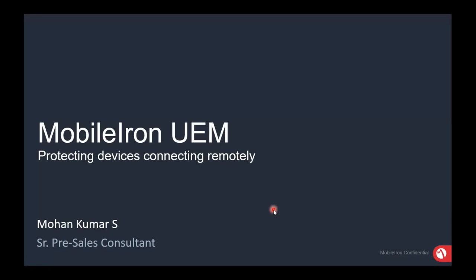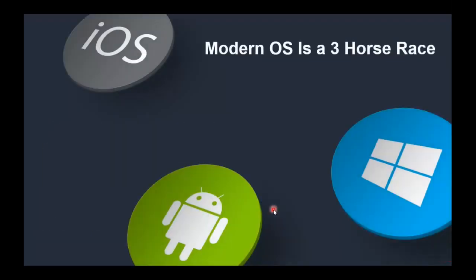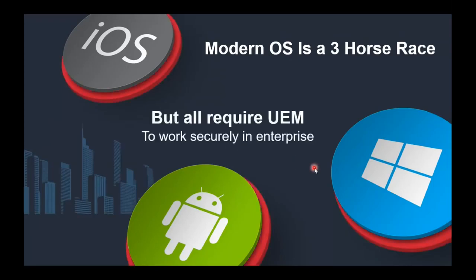As we mentioned, today we're going to see how we make sure the end devices which are used to connect to our corporate resources are secure enough using MobileIron. MobileIron is a UEM vendor, unified endpoint management, and currently we are talking about three operating systems: iOS, Android, and Windows. They all require UEM to work securely in the enterprise.